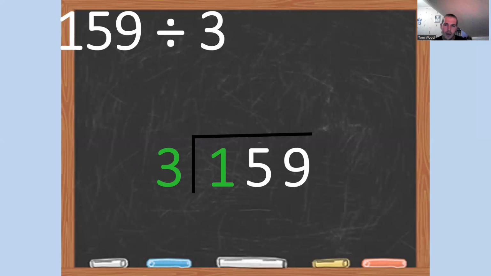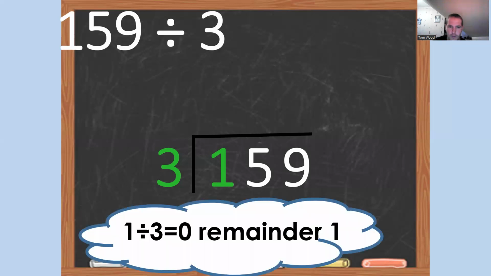So first of all, how many times does 3 fit into 1? Well, it doesn't. If you've got a size 3 foot and you're trying to get into a size 1 shoe, it's not going to happen, or it might, but it's going to be very uncomfortable. So 3 into 1 doesn't work. That's going to be 0 with remainder 1. So I put the 0 up there, and the 1 carries over to the next column.